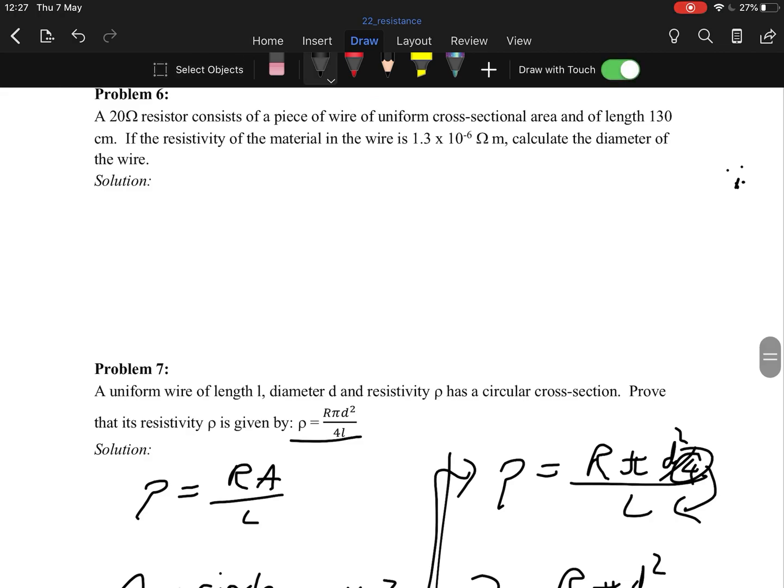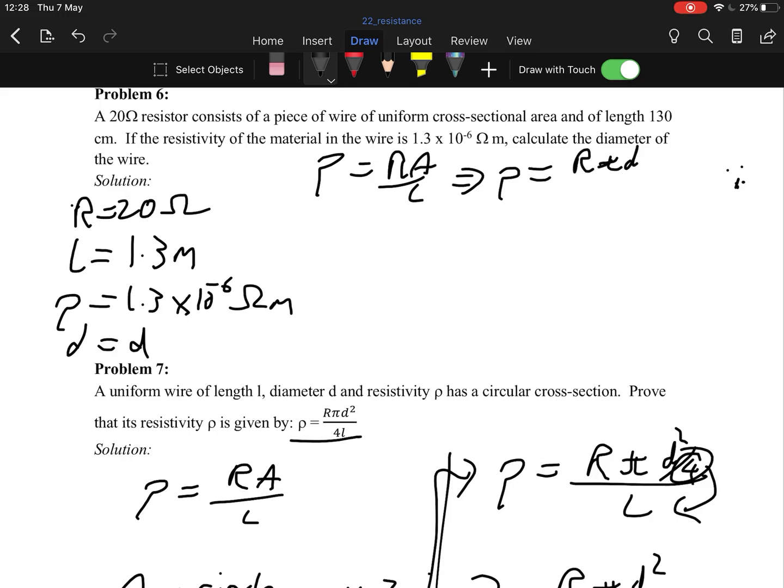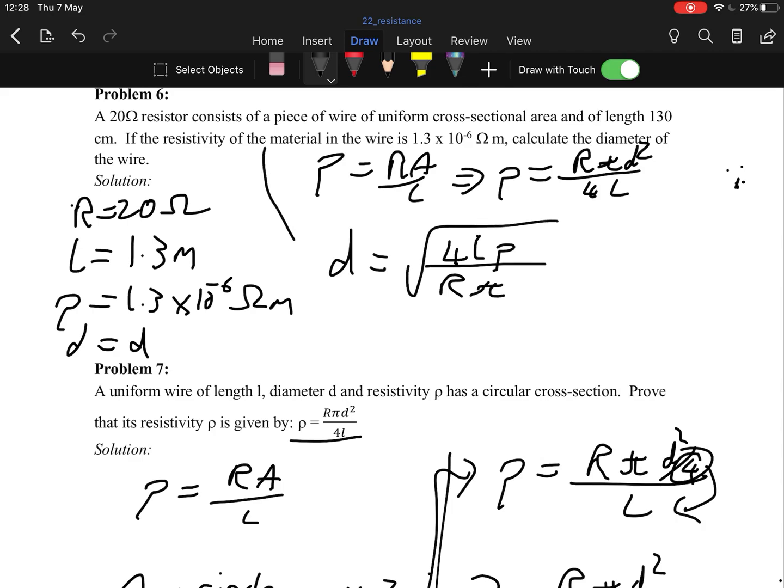Okay, that's all. Problem 6. A 20 ohm resistor consists of a piece of wire of uniform cross-sectional area and of a given length. Don't forget, you have to convert all your units. If the resistivity of the material of the wire is given, calculate the diameter. So we're trying to find the diameter this time. Again, rho equals RA over L, or rho equals R pi d squared over 4L. We're trying to find D. So D would equal 4L times rho divided by R pi, and you get the square root.